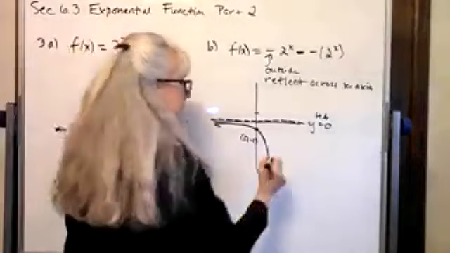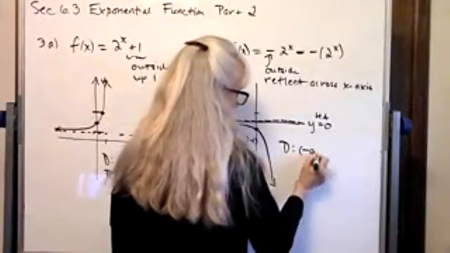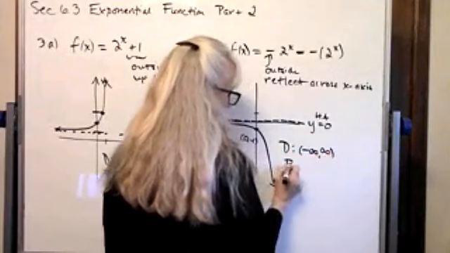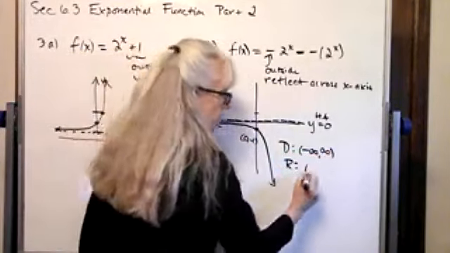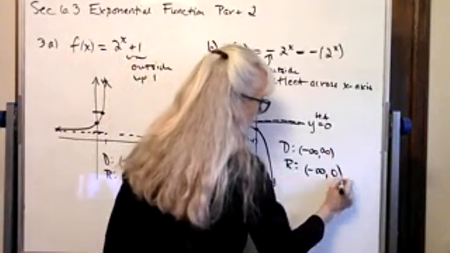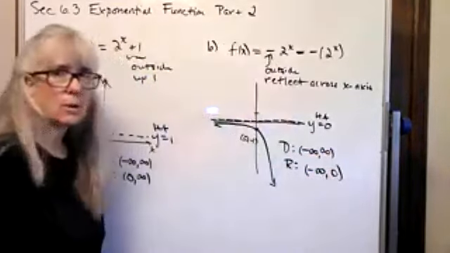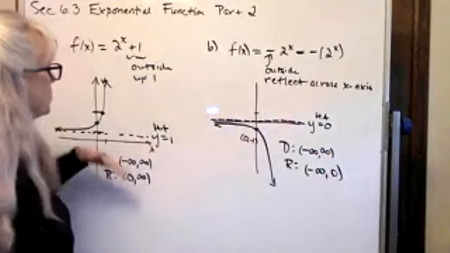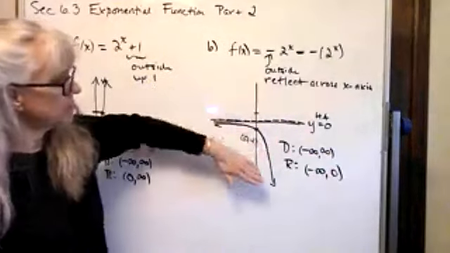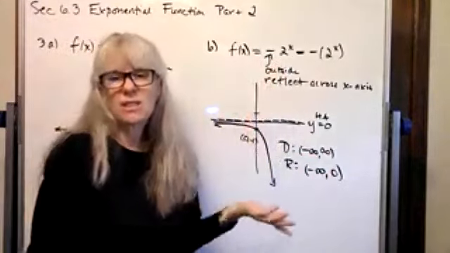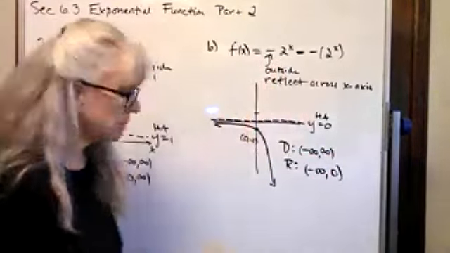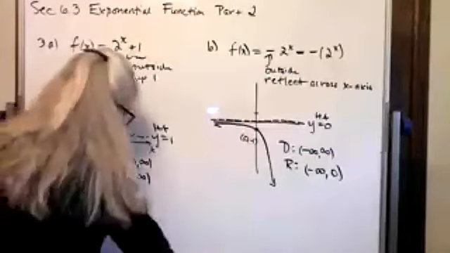The domain is still negative infinity to infinity. The range is still, oh, wait a minute. We're starting down here on the bottom, so it's going from negative infinity and stopping at 0, excluding this. So we can move it up or down. We can reflect it top to bottom. We've already reflected it left to right. So the only thing left to do is to move it left to right, and that would be part C of this example.